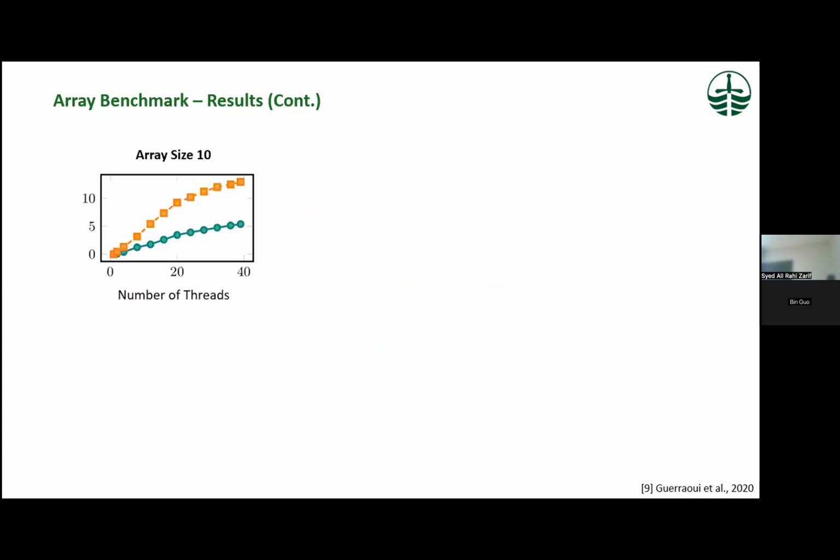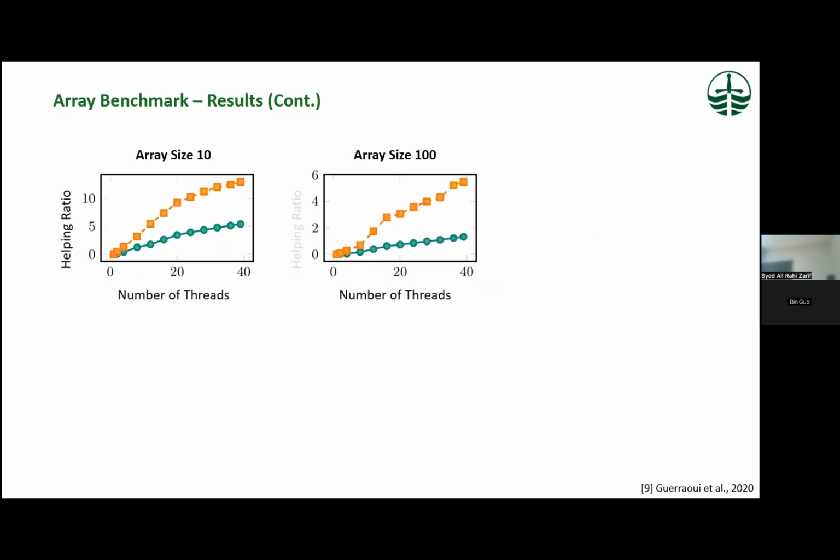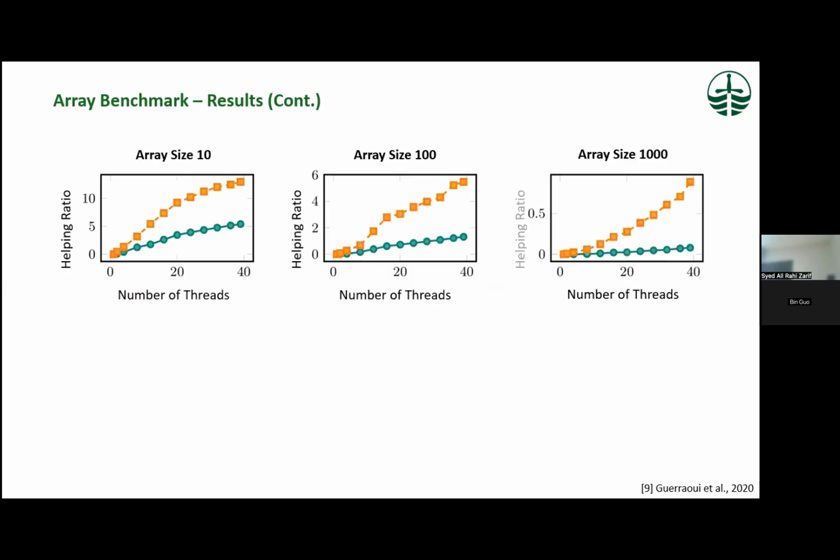Now let's talk about the helping ratio that we have seen. When we have multiple threads, they can help. Here are the three figures for the RSS 10, 100, and 10,000. We can see the helping ratio is denoted on the vertical axis. The helping ratio is good when it's lower, because we need less help to complete the process.